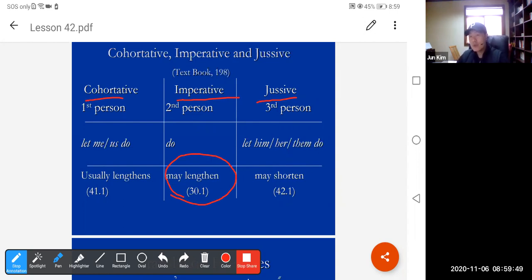Maybe shortening will take place, but for what specific verb? It must be third heh verbs. But when it comes to other verbs, which are not the third heh verb, then you cannot expect the shortening. So it said "may shorten." Do you understand? Okay.